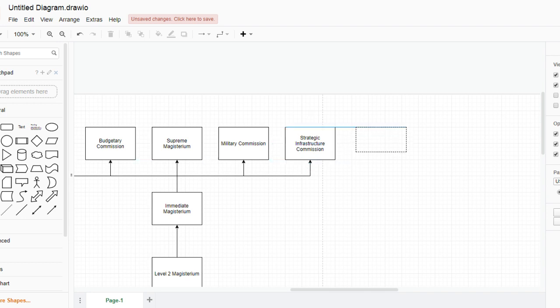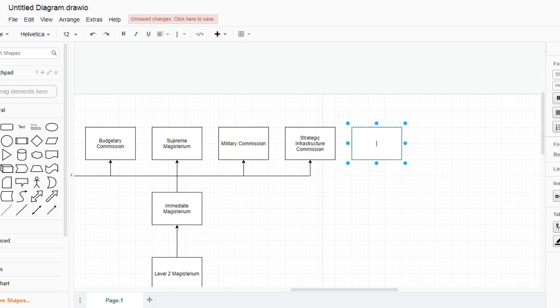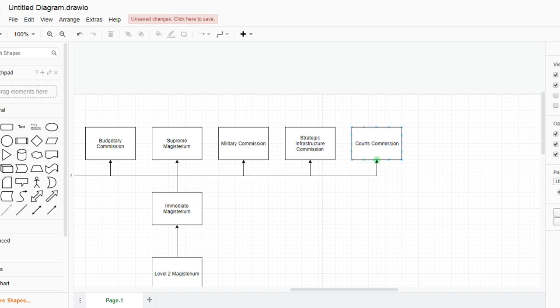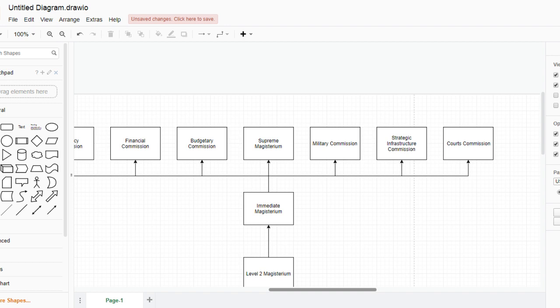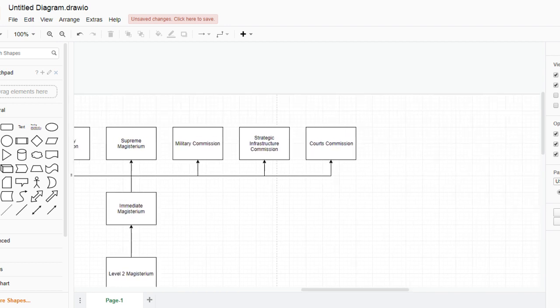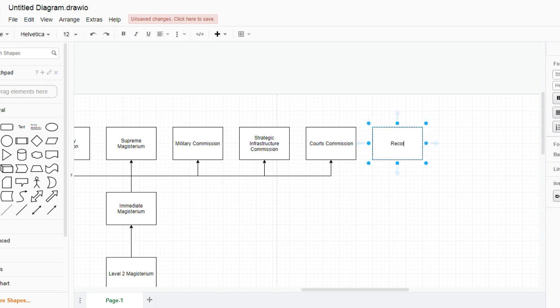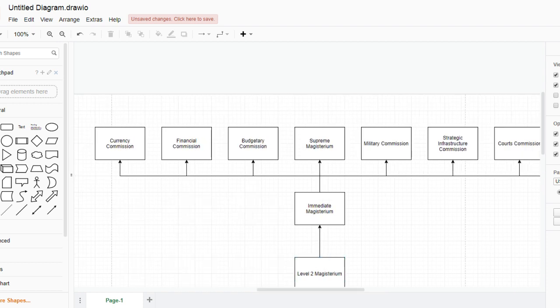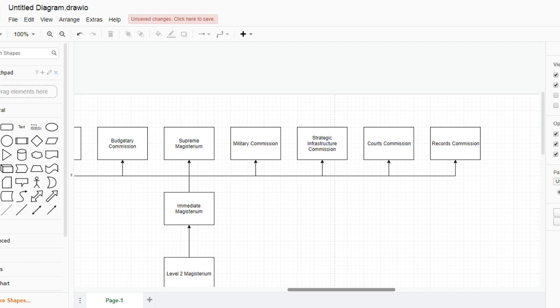And there's another commission that I also need to put on here, and that is the Courts Commission, which establishes the courts that are under the direct authority of the Supreme Magisterium, because the Supreme Magisterium, while it can act as a court in its day-to-day functions, will not act as a court, but instead has a commission specifically for that. And of course, there's also the Records Commission, which stores all information of government activity and also coordinates with the lower levels for criminal records and other court activity as well.